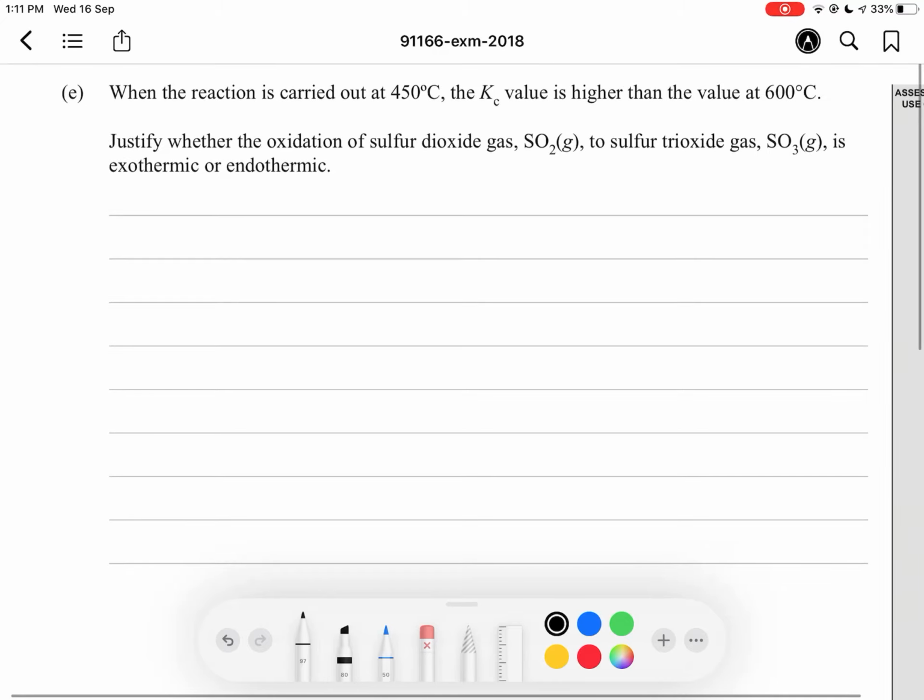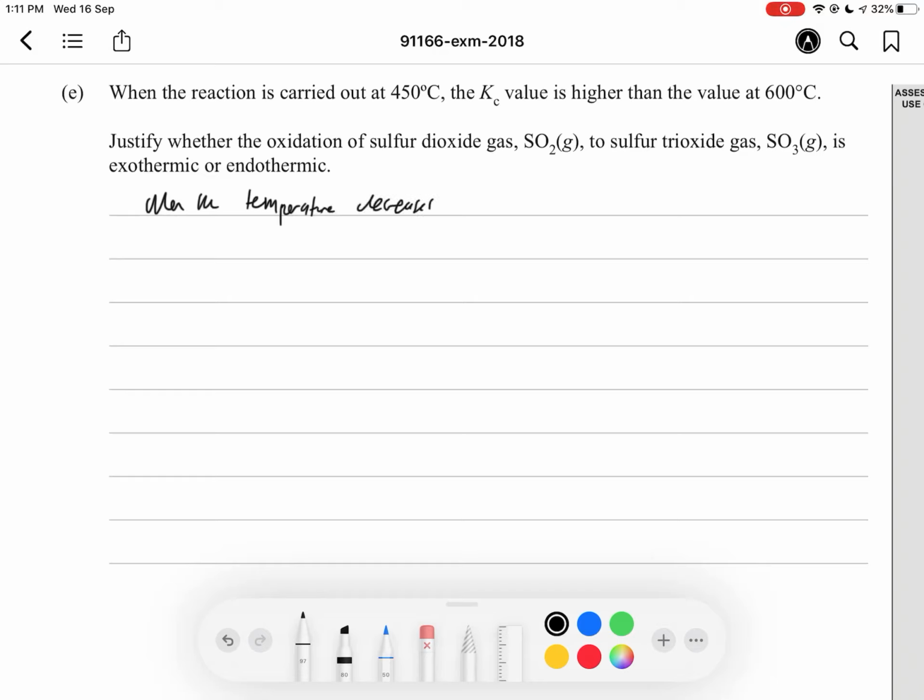Alright, so in terms of writing the answer, you can start with any one you want. You can start with writing about the Kc, or you can start by writing about the temperature, it doesn't really matter. So in this case, I'll just start off writing about the temperature. You can say, when the temperature decreases, the amount of heat energy in the reaction decreases.